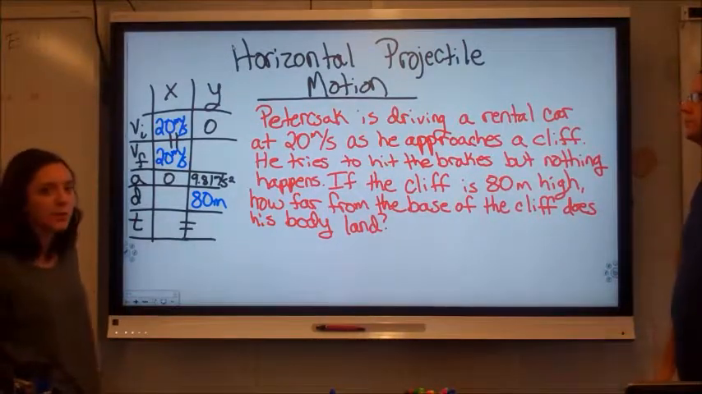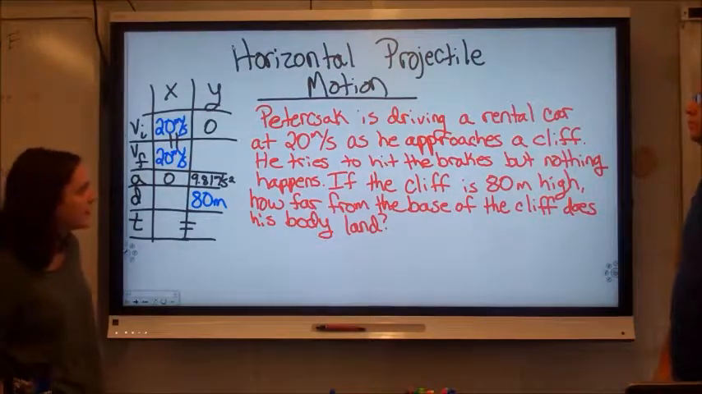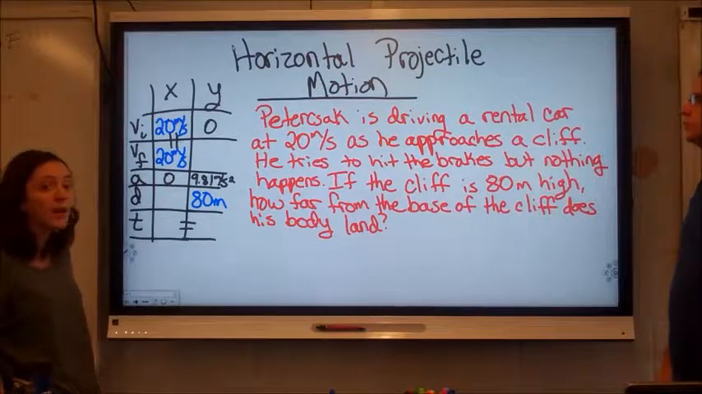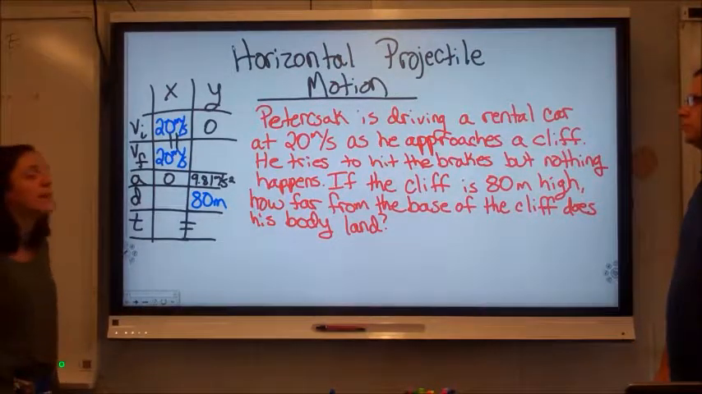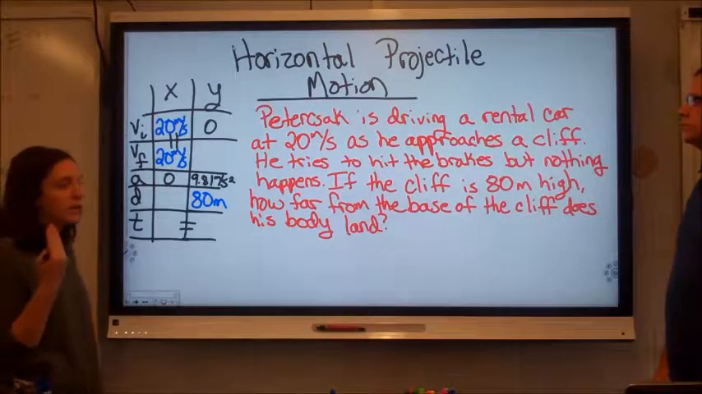The other piece of information that we should have been able to pull from this is that we're saying the cliff is 80 meters high. As soon as it says 80 meters high, you should recognize that's talking about a vertical distance.